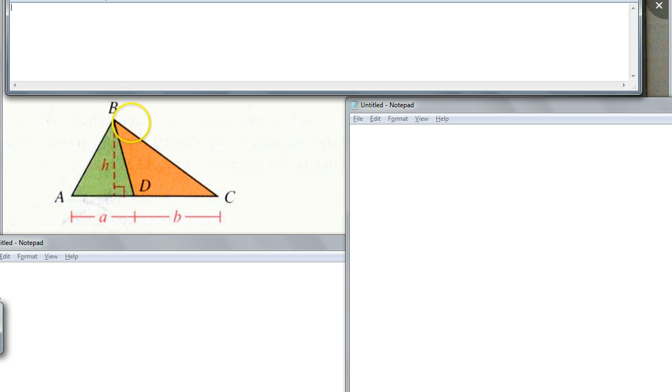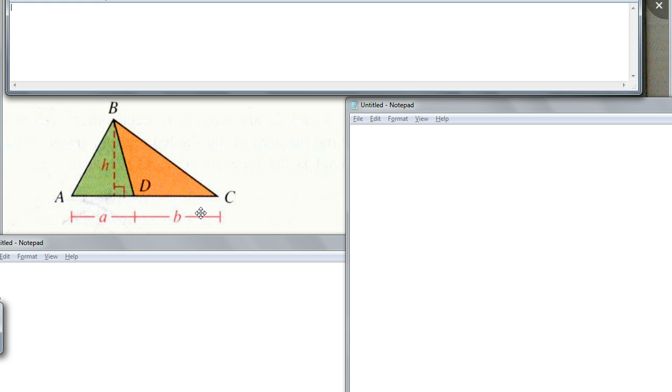Is it possible for the height to be outside the triangle? Yeah, because look at this vertex. Remember, we defined height from the vertex as the perpendicular line to the base. Well, if there's no base under it, you have to extend the base, right? You guys remember that? So both of these have the same height. They have different bases. One of them has a base of A, the other has a base of B, right?